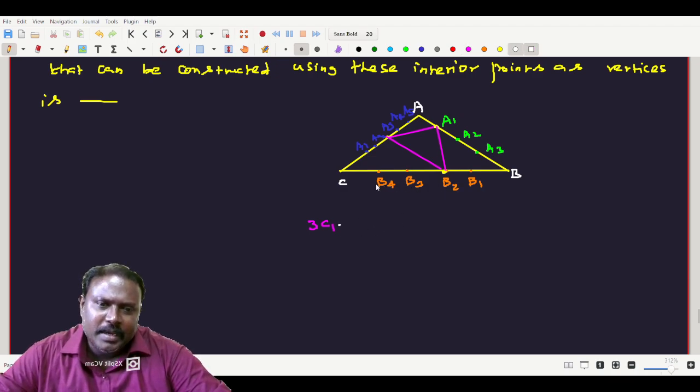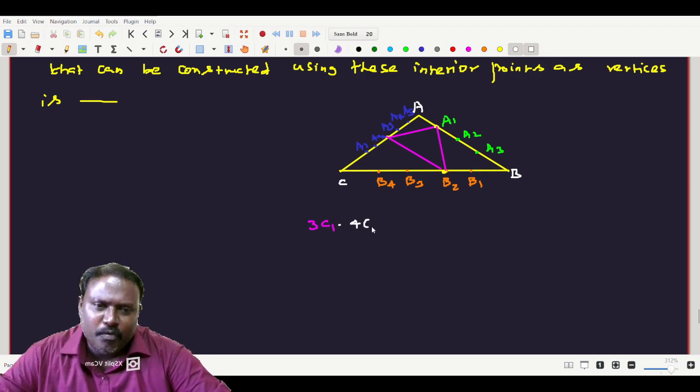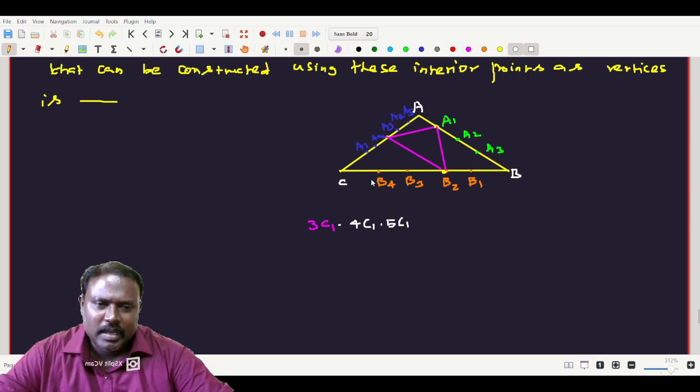The number of ways of selecting one point out of these 4 points is nothing but 4C1. The number of ways of selecting one point out of these 5 points is nothing but 5C1. This is actually by taking one vertex along the side AB, one vertex along the side BC and one vertex along the side AC, I can create these many triangles, right?